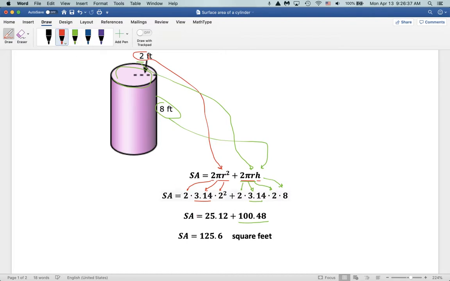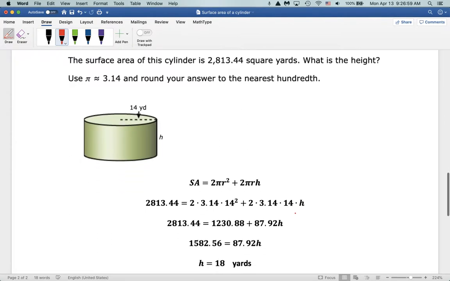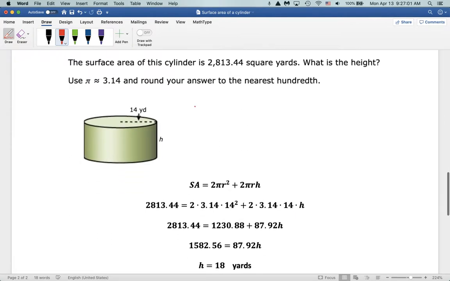Again, make sure you do all your multiplication before you do this addition. I get the 25.12 when I multiply all this together, and I get 100.48 when I multiply all this together, and then I add those together, and I get that the surface area of this is 125.6 square feet. Very simple process. The hardest problem you'll get probably is where they give you the surface area and they want you to find the height of it.